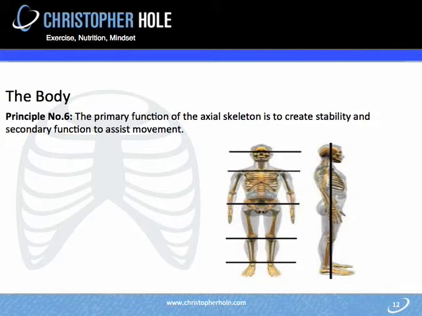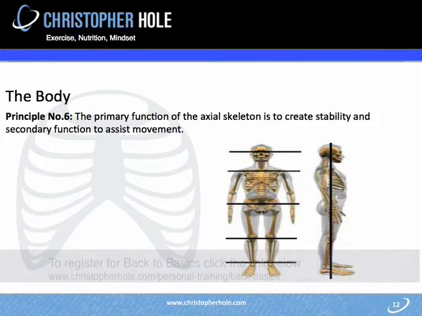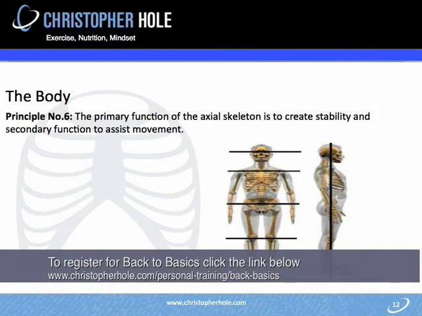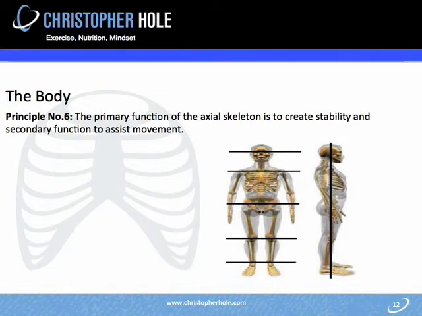Welcome to part number 3 of this Back to Basics snippets. What we're going to be talking about in this video is a little bit more about the body. We've been talking a lot about the exercise model in video 1, and a little bit more towards exercise itself and some exercises in video 2. What we're now going to look at is the body and how it moves. And it's principle number 6 of the Back to Basics workshop.